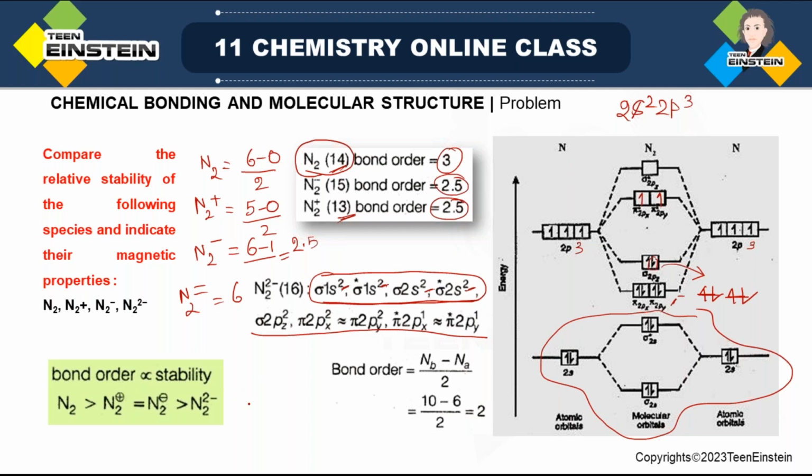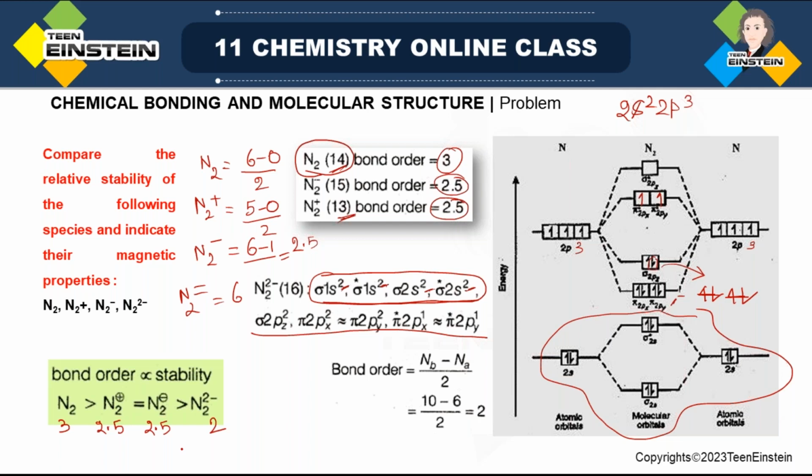Bond order, we know it is directly related to stability, and for N2 bond order is 3, so it is maximally stable. For N2 plus it is 2.5. For N2 minus, this is also 2.5, so these two are equal, and here it is 2. So as you can see, bond order is decreasing, so stability is also decreasing. So these are the relative stability.